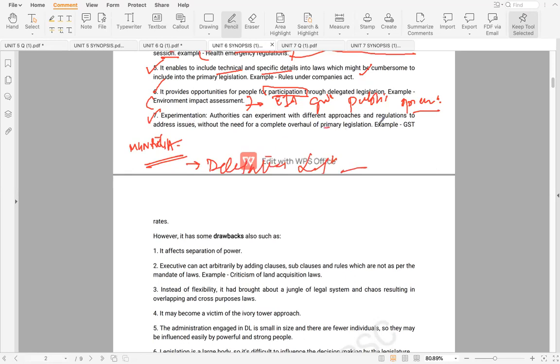So authorities can experiment with different approaches and regulations to address issues without the need for a complete overhaul of the legislation. For example, GST rates. However, now we'll move on to the second part of the question. It has some drawbacks, such as it affects the separation of power. That's very obvious.